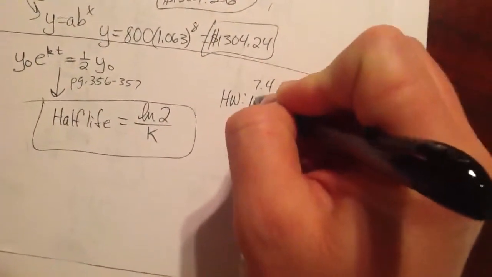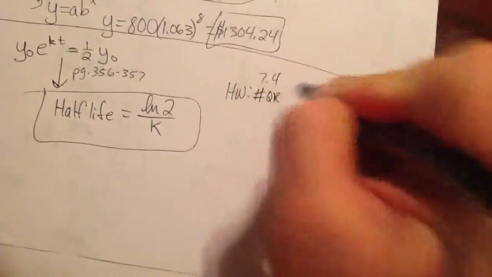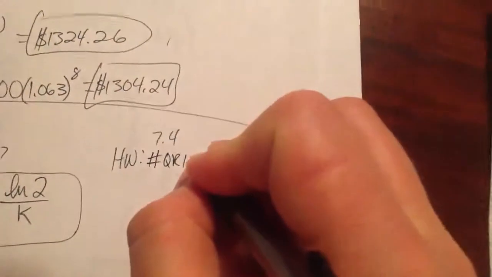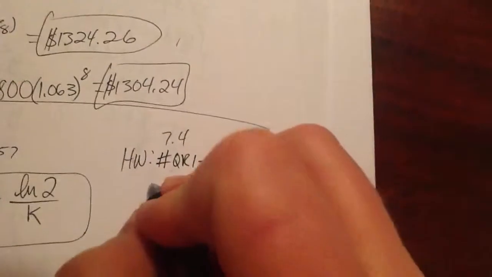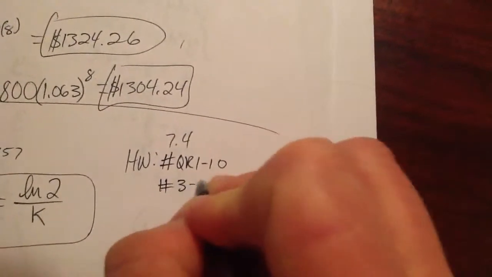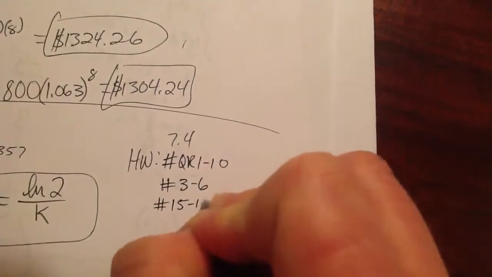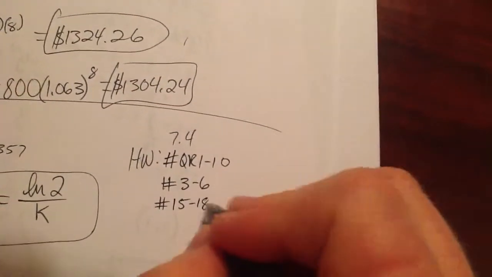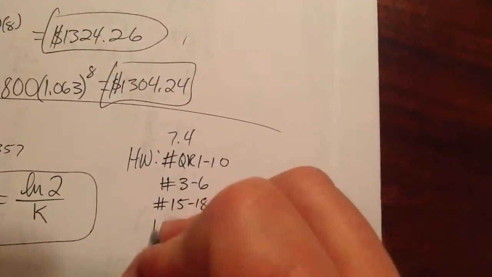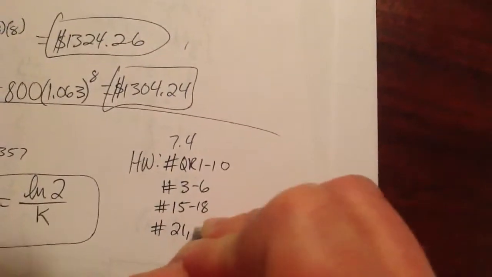7.4, I like all of the quick reviews. Let me see if I still like them. Yeah, that's good stuff. 1 through 10. And then also those numbers 3 through 6, 15 through 18, 21 and 22.